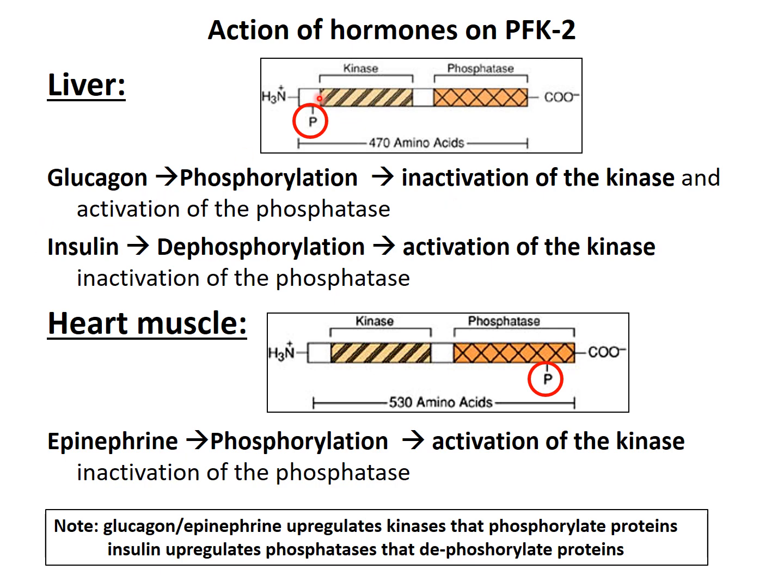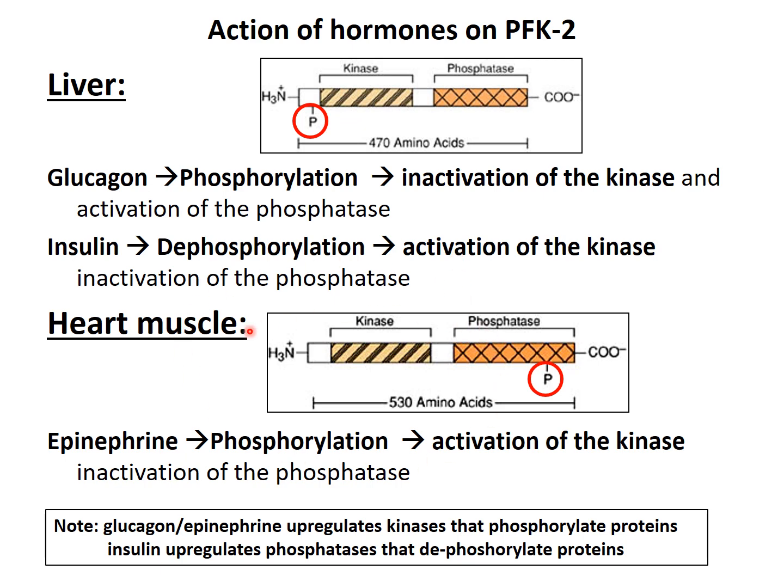In insulin signal, we take off this phosphate group, we dephosphorylate the kinase, which then turns into active. The phosphatase turns into inactive. Thus, we produce fructose 2,6-bisphosphate.